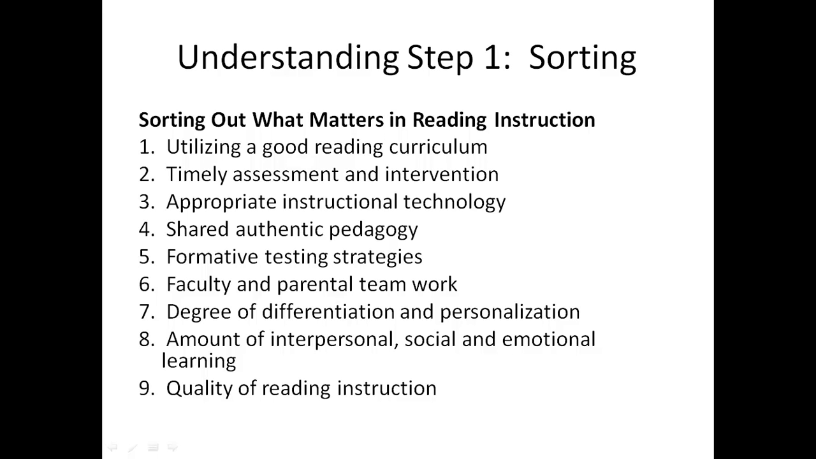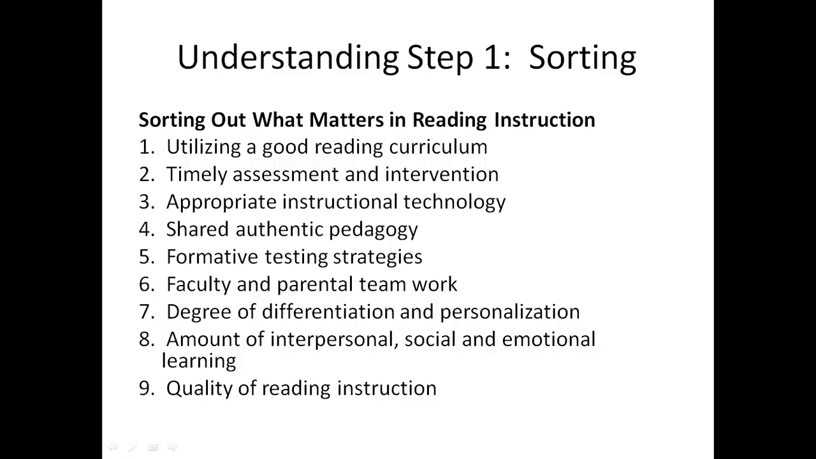So number 1 is about getting a good curriculum. Number 2 is using good assessment and intervention, or RTI, processes. Number 3 is the instructional technology has to be appropriate. Number 4, there has to be some sharing of what's authentically based pedagogy, so students really understand how to read, why they would read, and to be able to use their reading strategies.